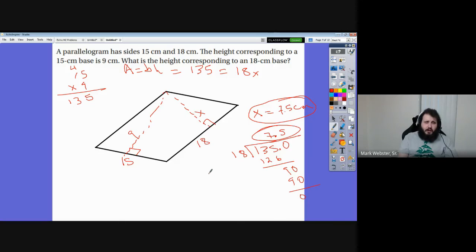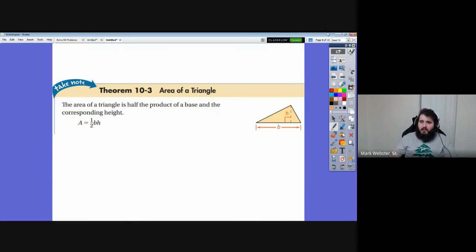So what did I do here? First, I found the area using the base and the height given, where I have both. And then since I want to find the height of the other one, I divided the area I found by the base. And there it was. So now let's get into triangles.